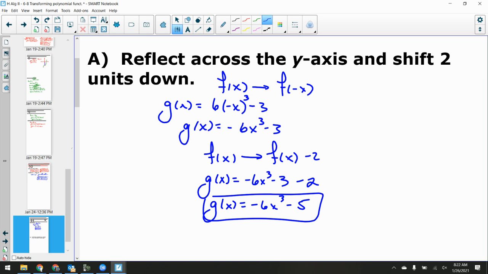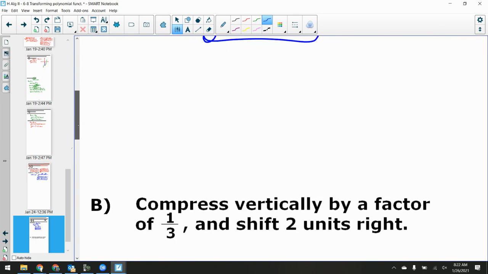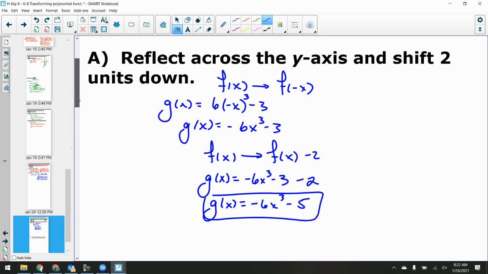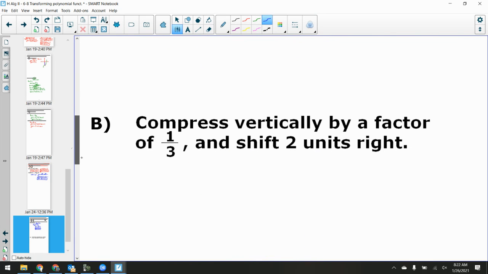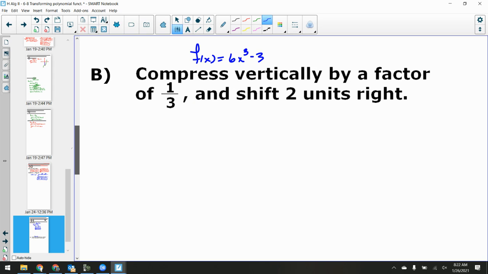And those are relatively easy transformations, right? Shifting down is really quite easy, just add and subtract in the end. Reflecting across the y-axis, just plugging in negative for the x values. The next one, not so much. I still am going to use this same function, f of x is 6x to the third minus 3. I'm going to compress it vertically and then shift it right 2 units.